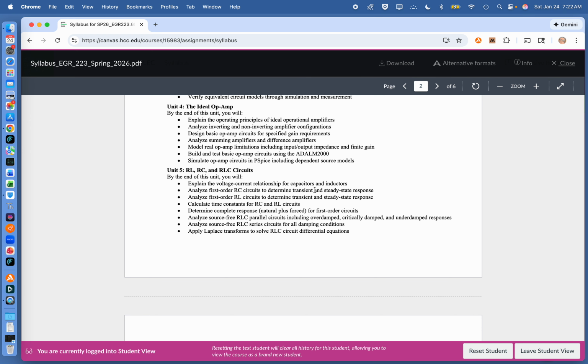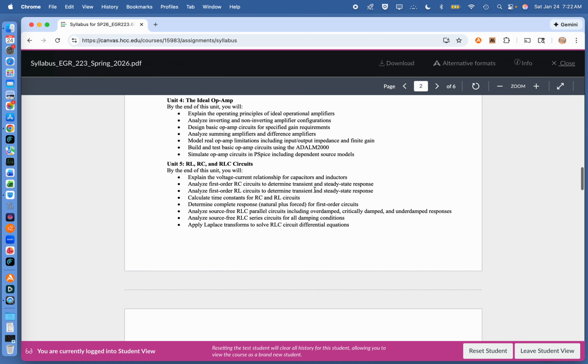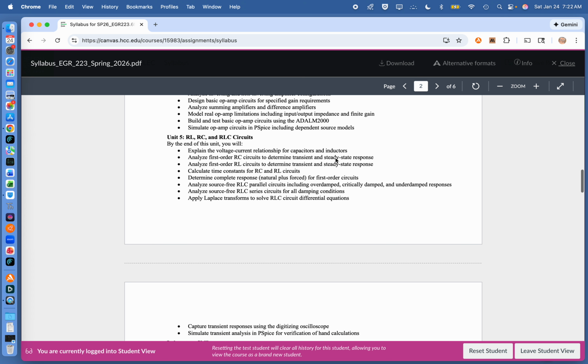And then for the last 3 weeks or so of the course, we'll do RL, RC, and RLC circuits. Those are resistor-inductor, resistor-capacitor, and resistor-inductor-capacitor circuits. So we'll take a look at some of that stuff.